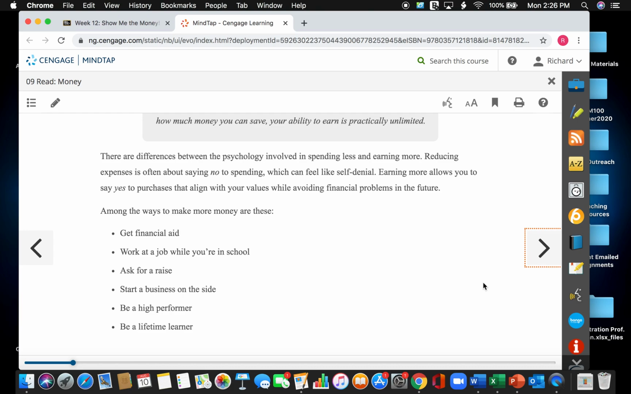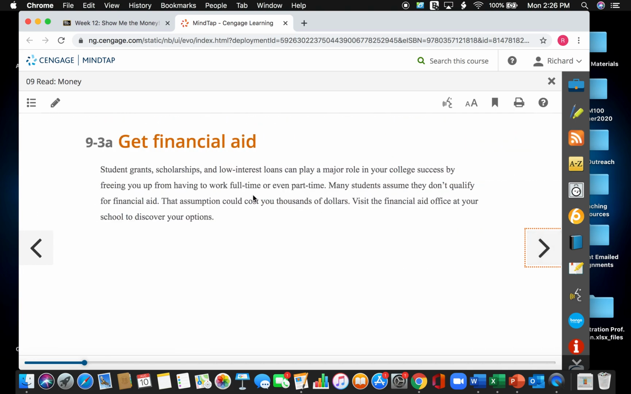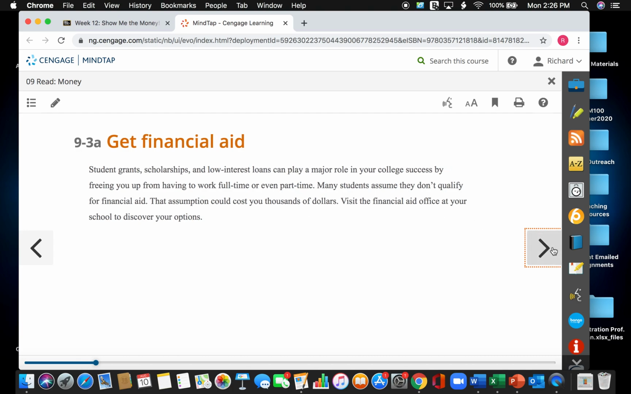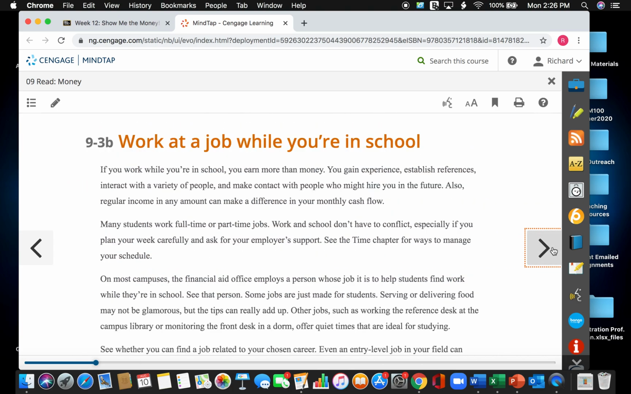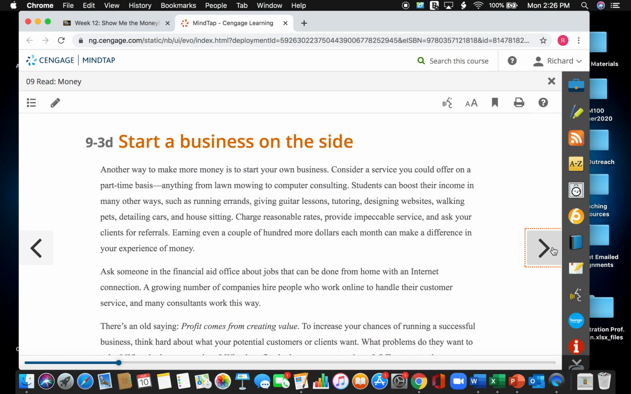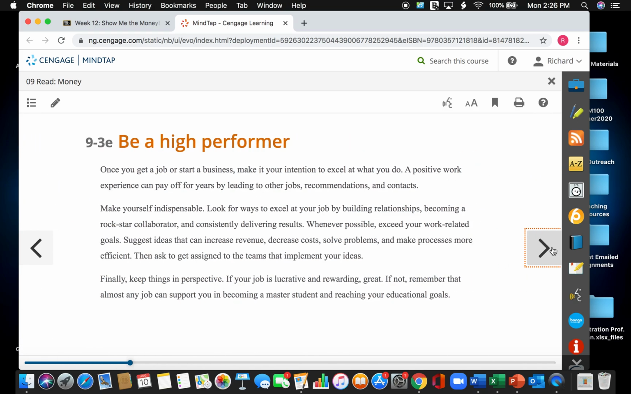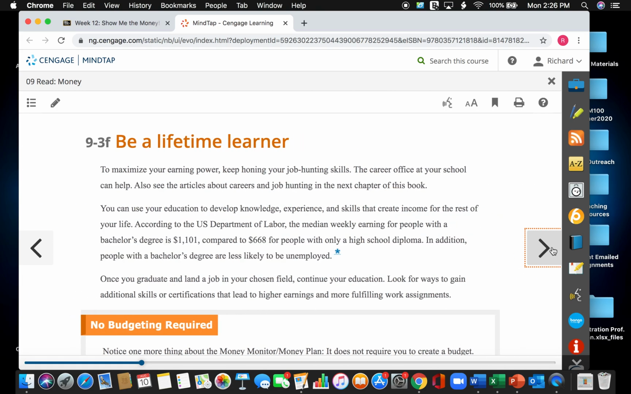So you can get financial aid, you can work at a job while you're in school, you can ask for a raise, you can start a business on the side. You can be a high performer or be a lifelong learner. So here it talks about each one specifically. It is your responsibility to read each one. So there's get financial aid, work at a job while you're in school, ask for a raise, start a business on the side, be a high performer, and finally be a lifelong learner.